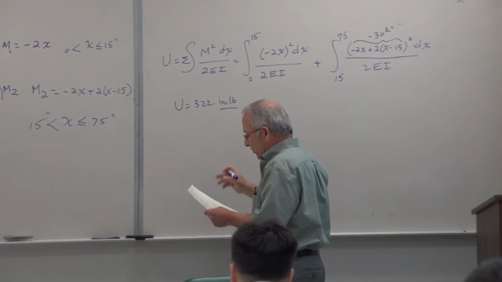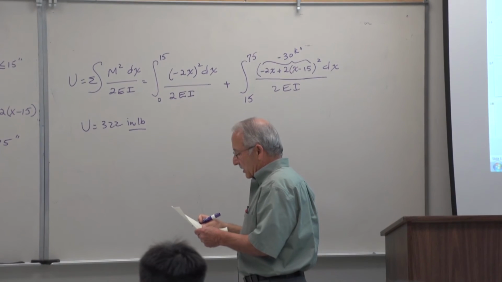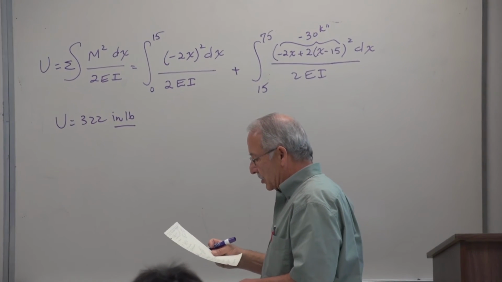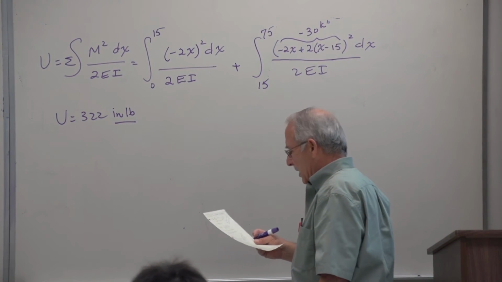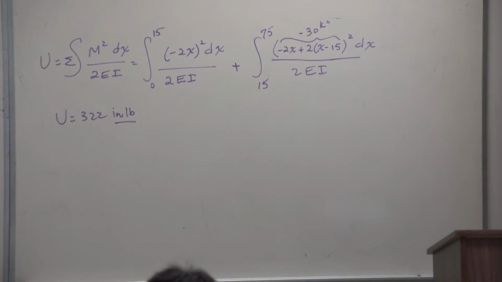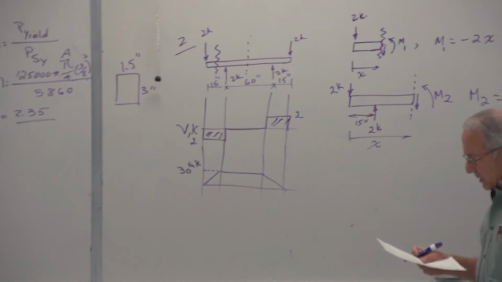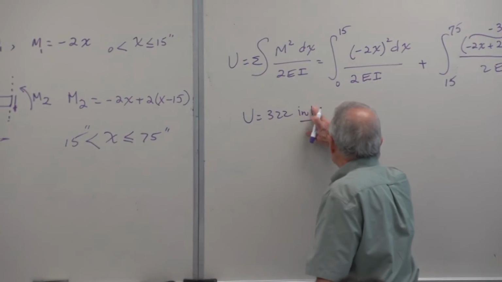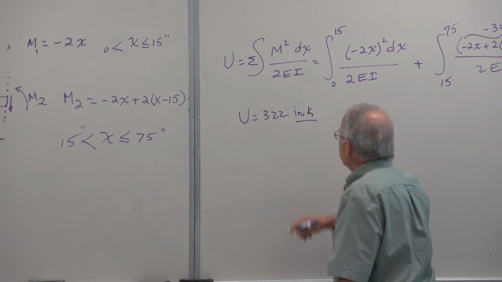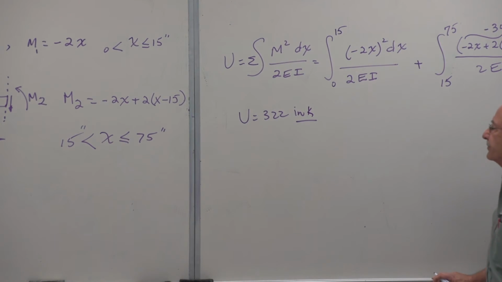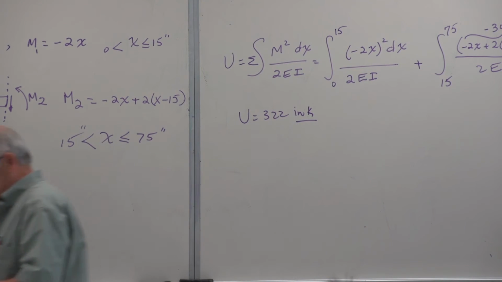inch-pounds. If you continue with this, you're going to get it in kip-inches. Actually, let's see, yes, this is inch-kips rather than inch-pounds. That's the strain energy stored in the beam.